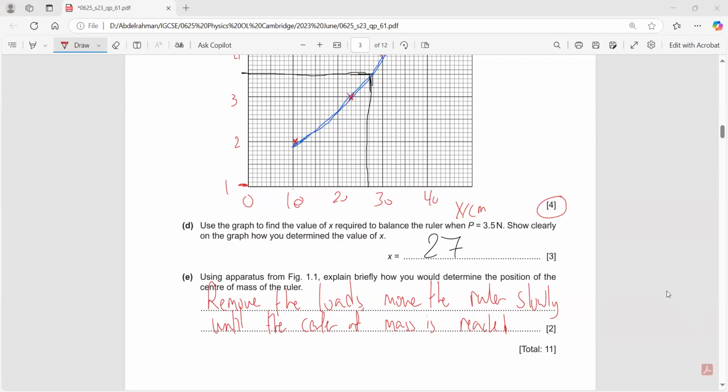Above the pivot, yes, you do it above the pivot, until the center of mass is reached.